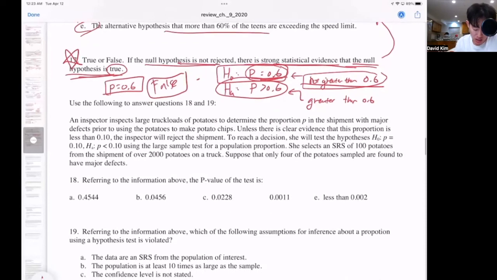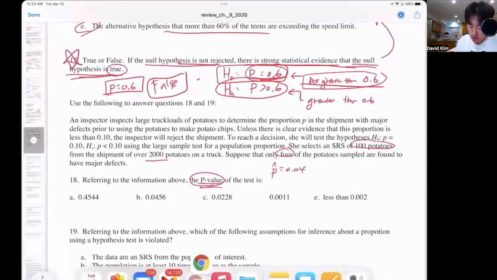Okay, number 18, referring to the information above, the p-value of the test. Oh boy. Okay, so it seems like we have a simple random sample of 100. Suppose that only 4. So p hat is 0.04. Okay, so that is 2000. We should state that if we're going to do the plan portion. Do we have our alpha level here? Nope, we do not. So we want to just find out the p-value.